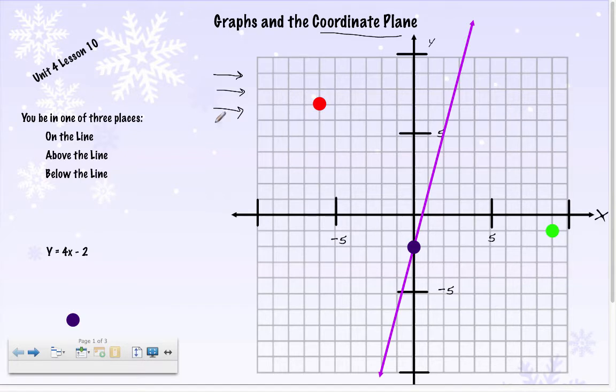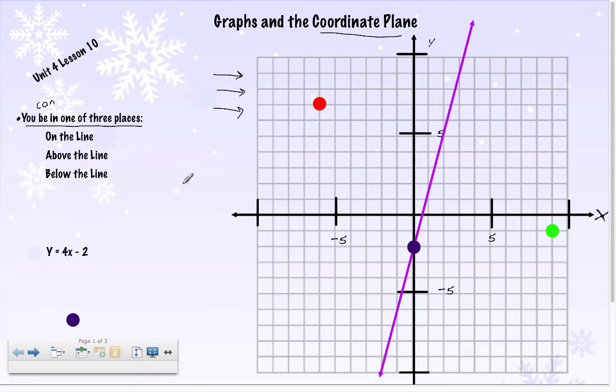So as you can see in this picture over here, I have this lovely purple line, and then I have 3 dots. One in red, one in purple, and one in green. And that's because we want you to understand this one last concept of a graph. When you graph, you can be in one of 3 places.